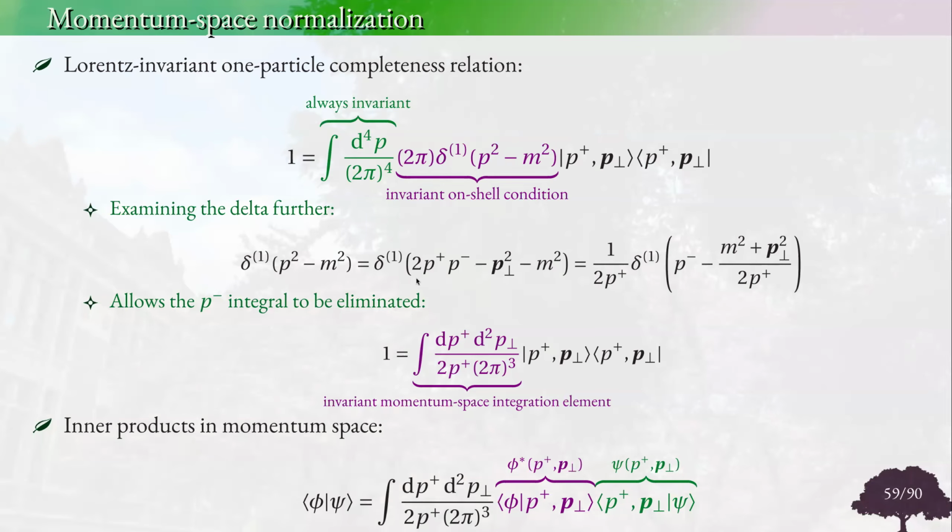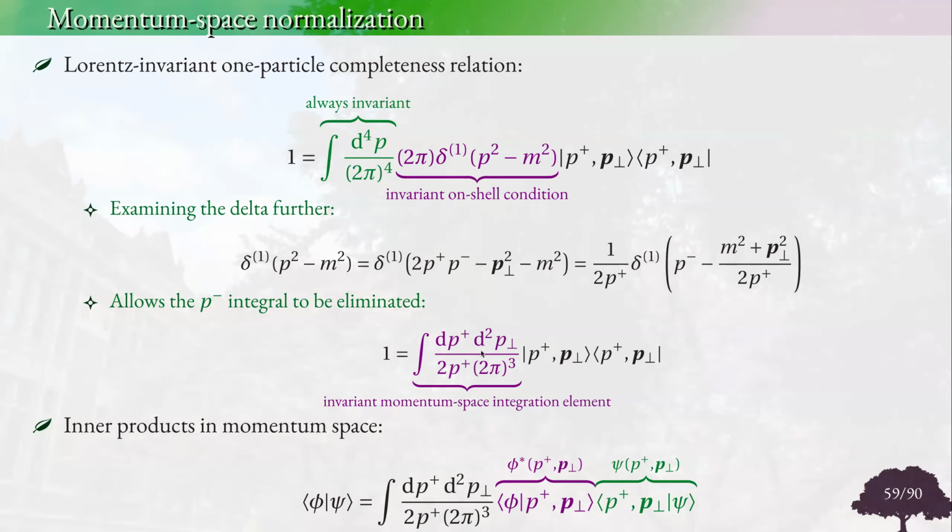So we're pulling out a 2p plus here so that we can write it in the form of p minus minus something in order to do the p minus integral. So the p minus integral is eliminated. We're left with a three-dimensional integral over p plus and p perp. And because we had this 1 over 2p plus pulled out of the delta, we have a 1 over 2p plus in our Lorentz invariant momentum space integration element.